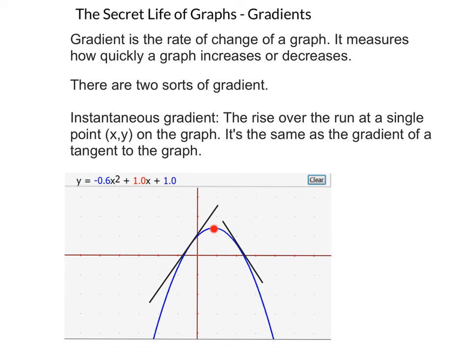In fact, at the top here, its gradient is 0. That's a local maximum. At another point over here, you can see the gradient of the curved graph is the same as the gradient of this straight line, which will have its own equation, y equals mx plus c, but m and c will be different than for this straight line. To get the gradient of these tangents, or the instantaneous gradient, we use calculus.